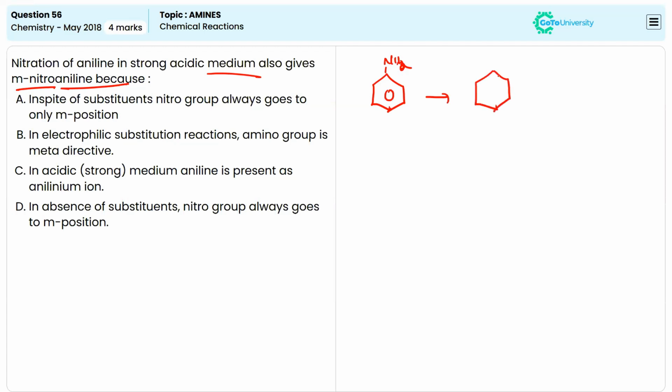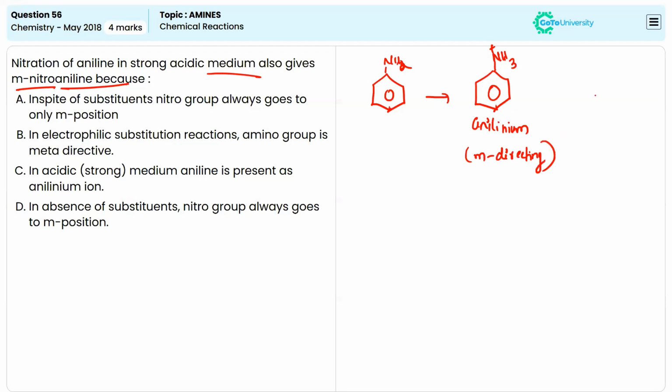Usually in aniline, reactions like bromination take place at the ortho and para positions, right? But in the case of nitration, it goes to the meta position. The reason is that aniline in acidic medium will abstract the H plus ion, acting as a base, and produce the NH3 plus ion, or anilinium ion. This anilinium ion is different. This is meta directing.